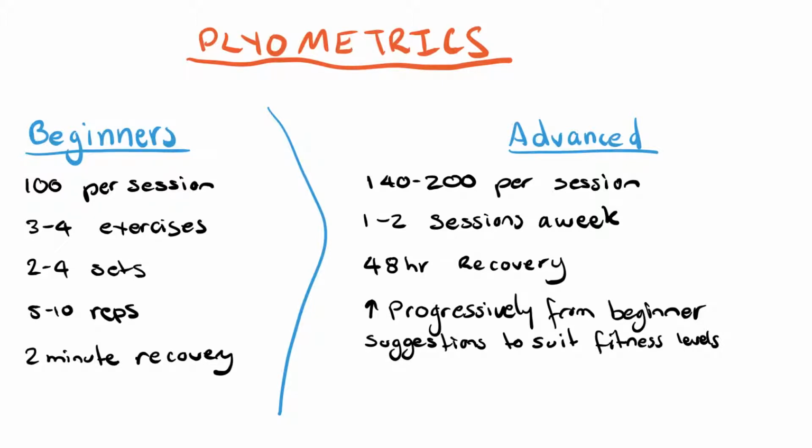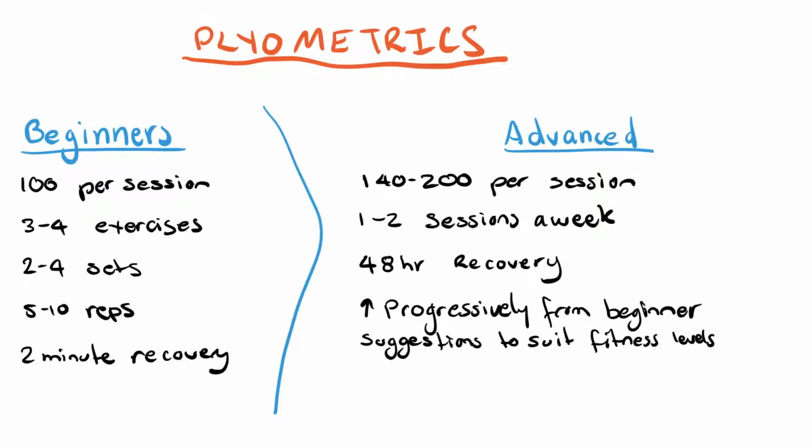And so what does this look like within a training program? For a beginner, you want to be having at least 100 touches per session. Now, when we talk about touches, that's how many times your legs touch the ground. And so you want to look at, say, 3 to 4 different exercises with 2 to 4 sets of each exercise, and somewhere between 5 to 10 reps of each exercise, and about 2 minutes recovery between each set.